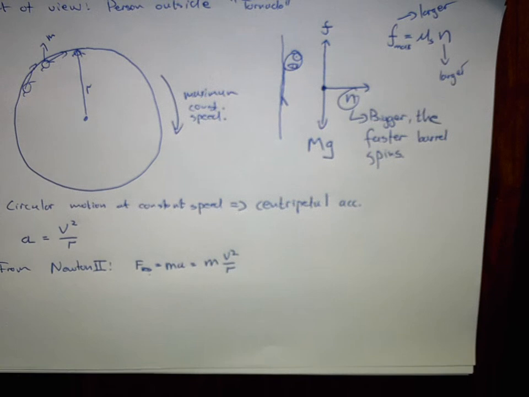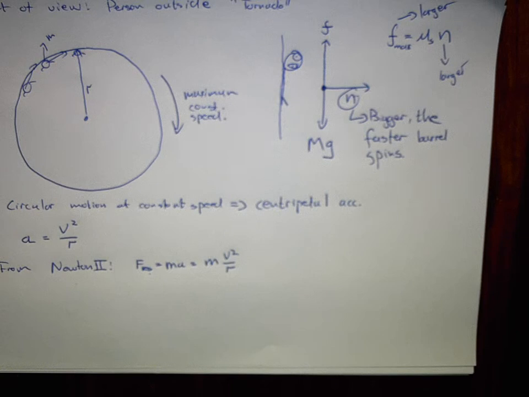Right, so the trick here is to remember, if you've got circular motion, you must have a resultant acceleration. That acceleration points to the center of the circular path. And that means you must have a resultant force. So there will be an unbalanced force. In this case, the unbalanced force is the normal force from the wall on the person.